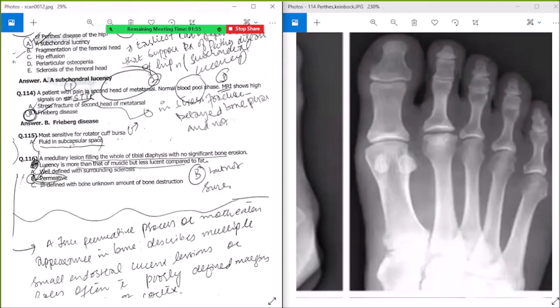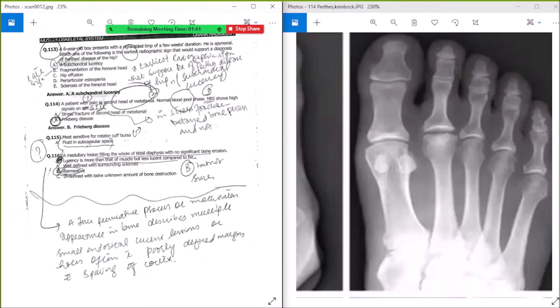115. Most sensitive radiograph sign of fluid in the hip joint: subcapsular space widening. 116. A medullary lesion filling the whole of the medullary cavity with no significant bone erosion is a permeative lesion.